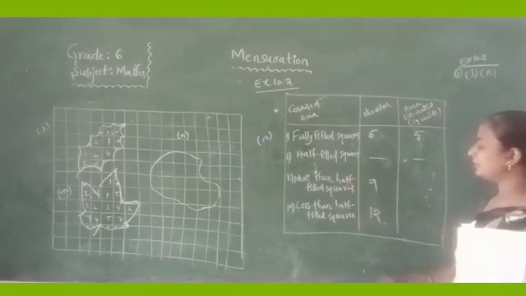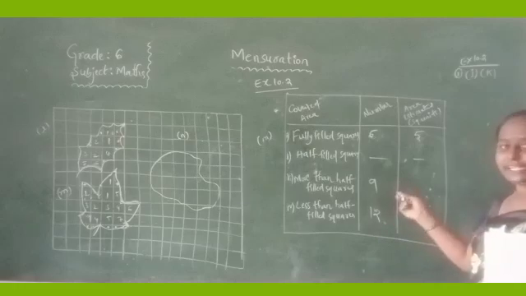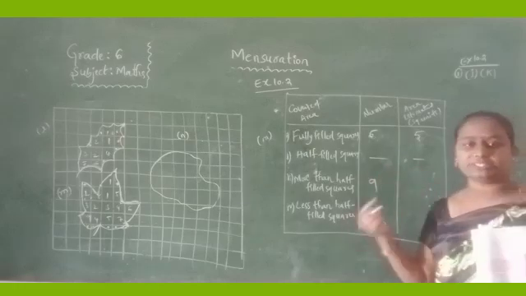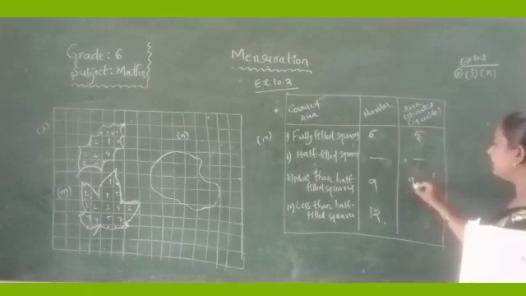More than half filled squares are 9. What is the area? More than half means we count it as 1. That is 9 square units.